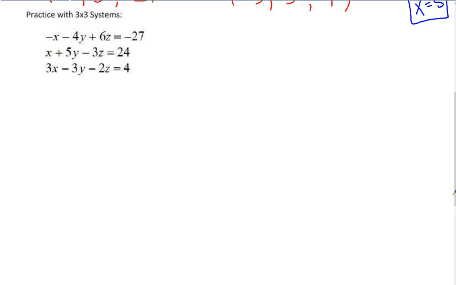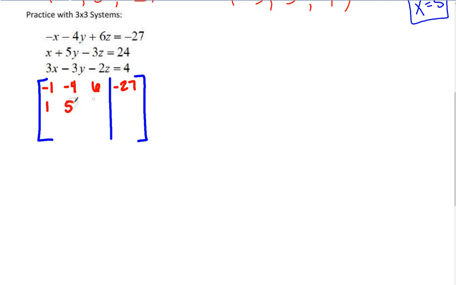I'm not expecting you to be a master of this after just one lesson. So the first thing we're going to do is make our matrix. So I'm going to make my little matrix here. I'm going to draw my line. And just like you would type in the calculator, that'd be negative 1, negative 4, 6, and negative 27. That would be 1, 5, negative 3, 24. And that would be 3, negative 3, negative 2, and 4.